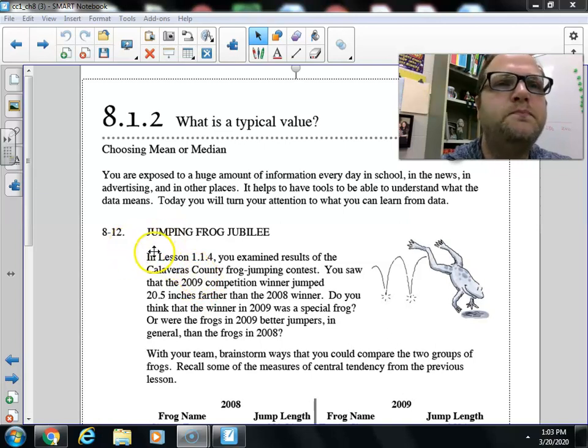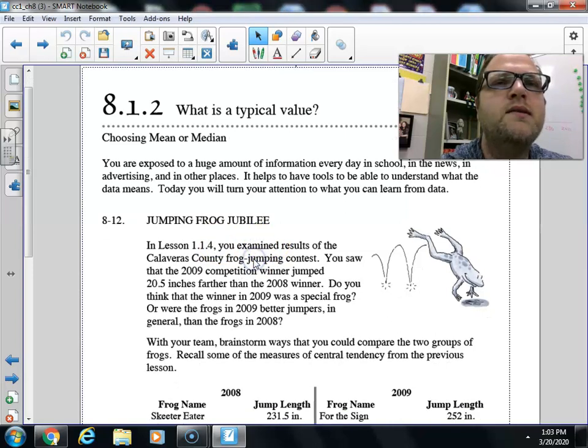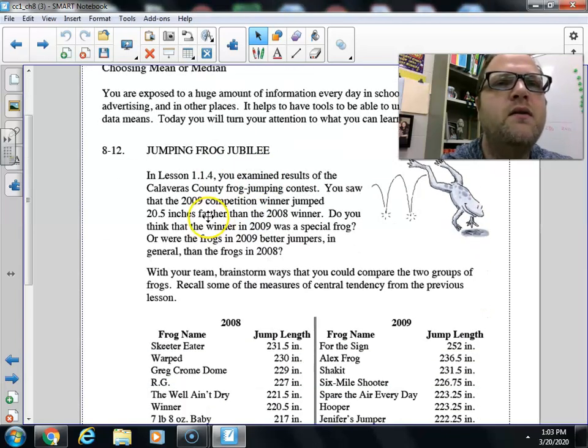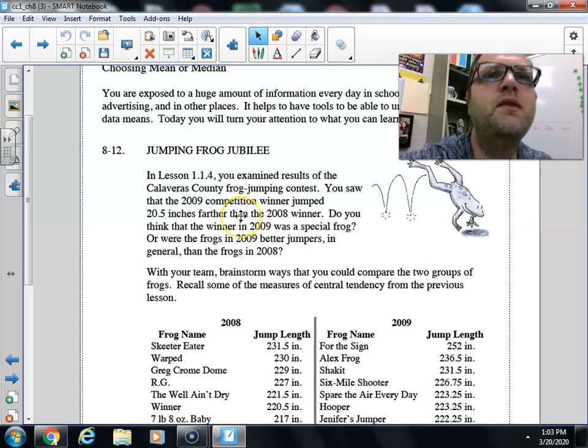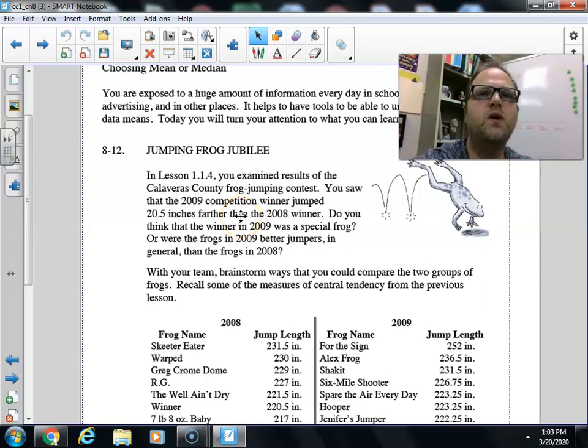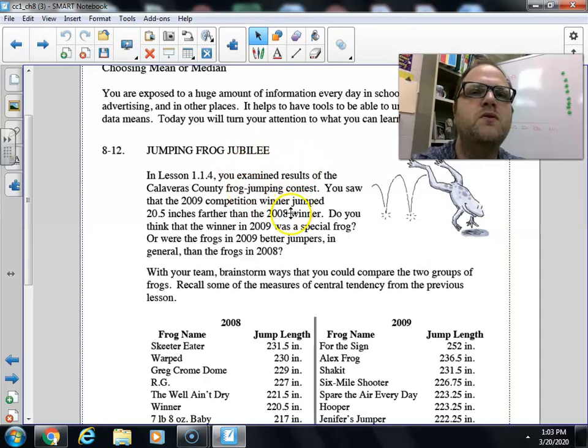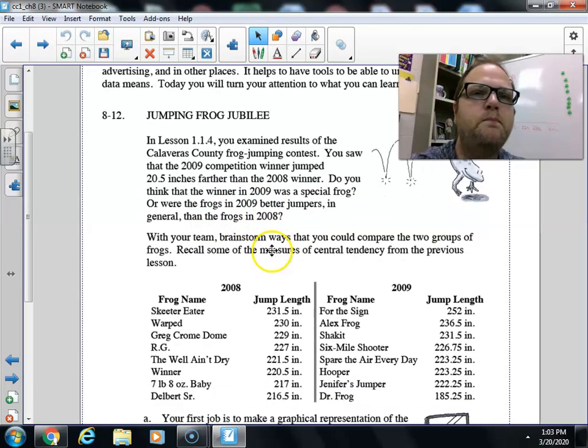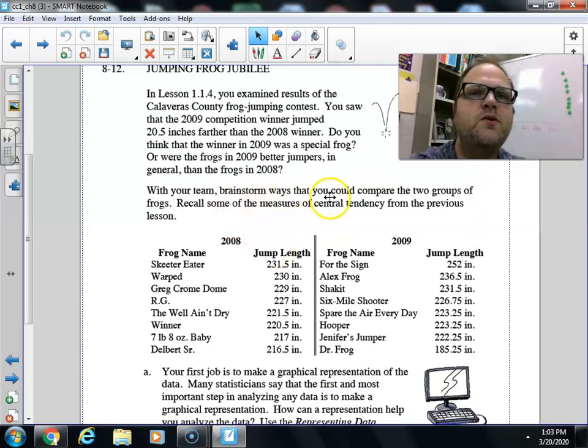So question 12. In lesson 1.1.4, back in the beginning of the school year, you examined results of the Calaveras County frog jumping contest. You saw that the 2009 competition winner jumped 20.5 inches farther than the 2008 winner. Do you think that the winner in 2009 was a special frog, or were frogs in 2009 better jumpers in general than the frogs in 2008? With your team, brainstorm ways that you could compare the two groups of frogs. Recall some of the measures of central tendency from the previous lesson.